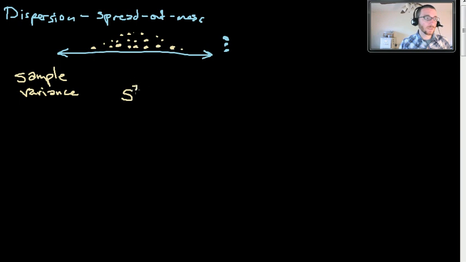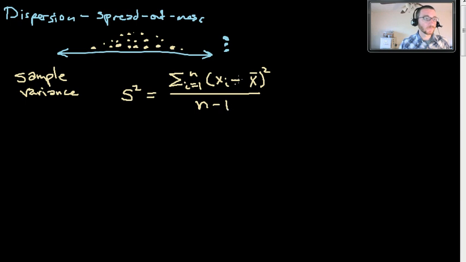So our symbol for sample variance is going to be s squared, so that's a 2 up there. And s squared is equal to the sum, a big sigma means the sum, from i equals 1 to n of the quantity x i minus x bar, the quantity squared, all divided by n minus 1. Okay, so let's take that apart piece by piece.